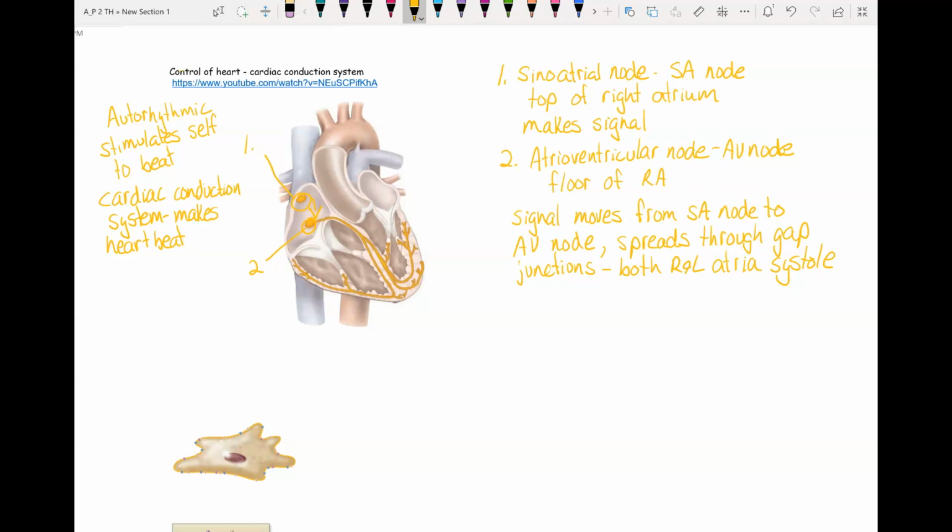So next you're going to have the AV delay. Once the AV node receives a signal, it kind of slows it down. It holds on to it for just a fraction of a second before it sends it on down to the ventricles. So this gives the atria time to finish their systole before the ventricles start, because that taking turns is so important.